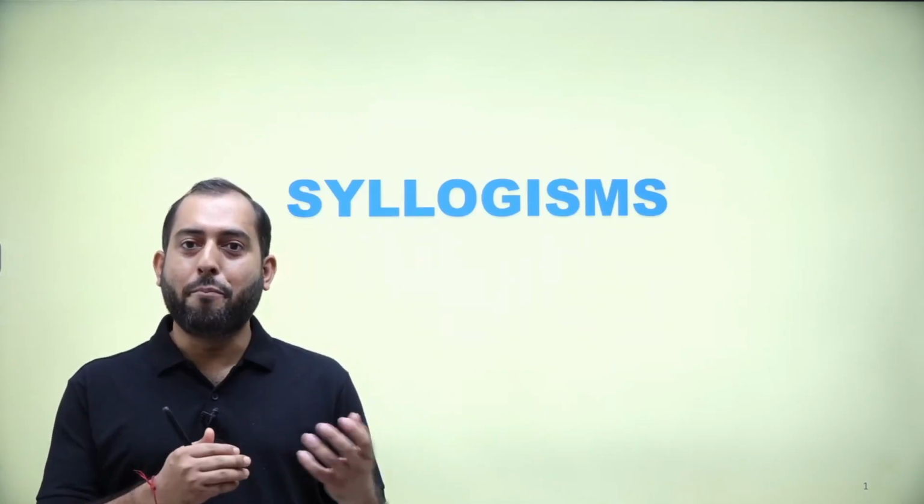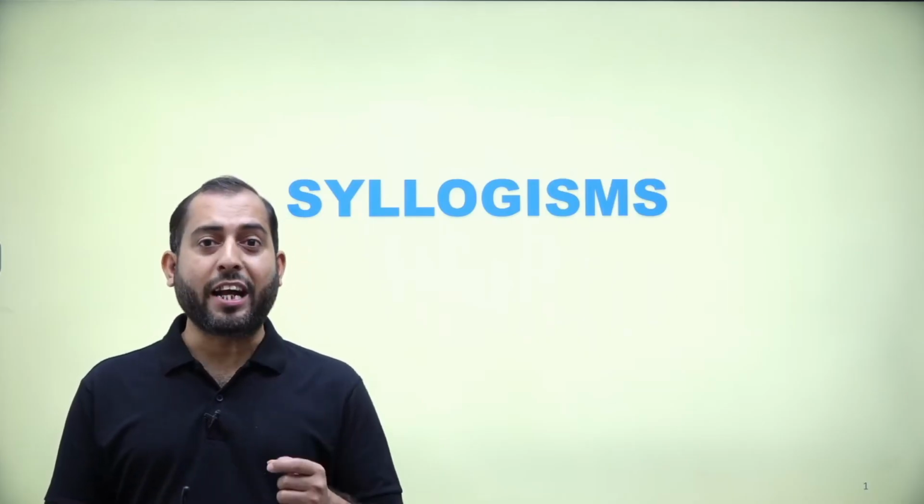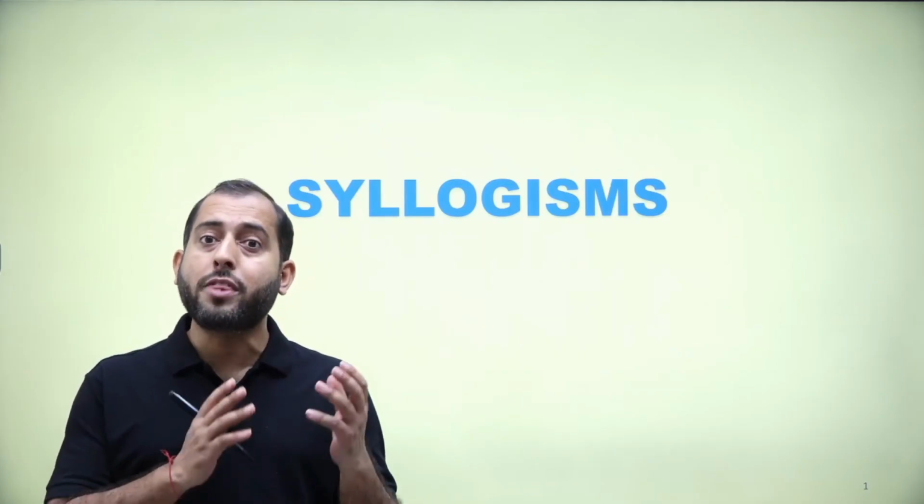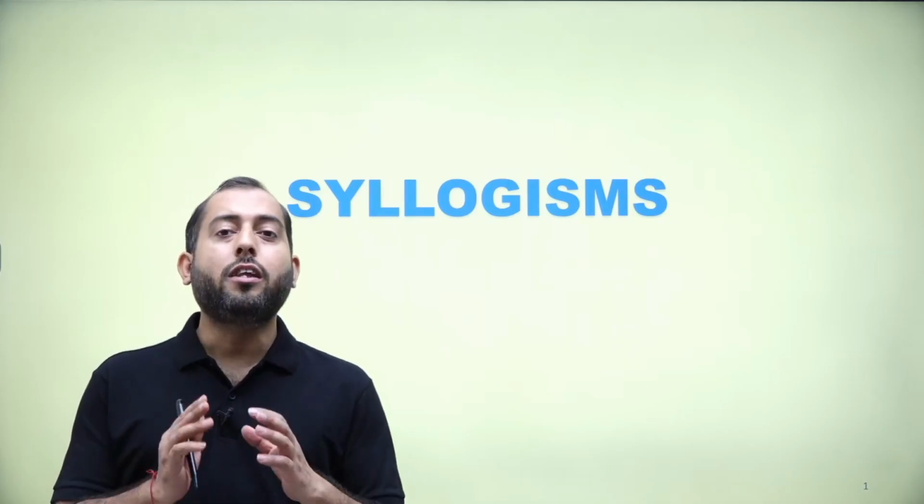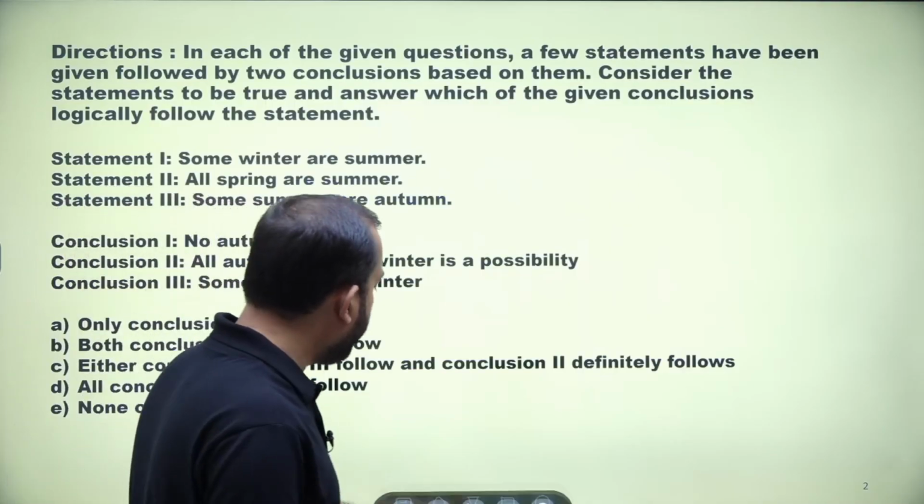Syllogism is a part of logical reasoning where we deduce some kind of valid conclusion or inference based upon the given propositions. So let's understand the structure of this topic first. See, in this topic what will happen?